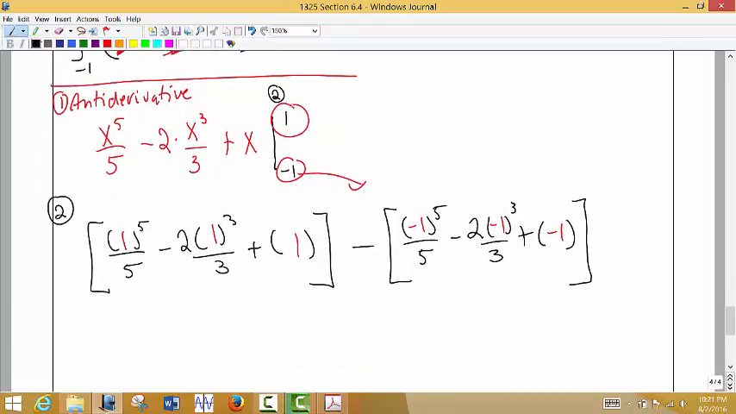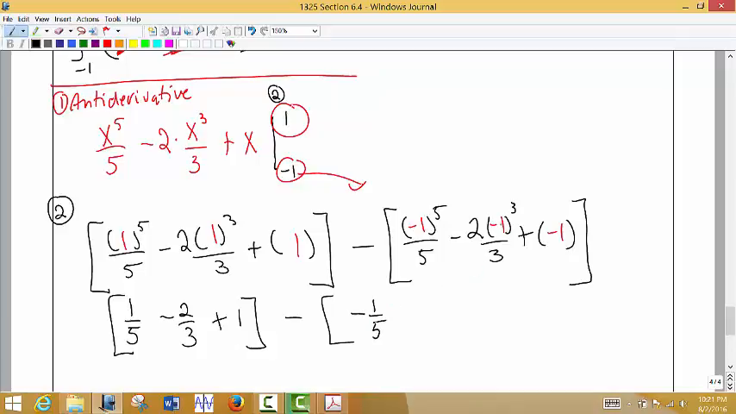Alright, so let's simplify. This should turn out to be pretty nice because of the 1s. 1 to the fifth is just 1, so that's 1 over 5. 1 cubed is just 1, so we get minus 2/3 plus 1. Minus, so here we get negative 1 to the fifth power. Well, that's an odd number of negatives, so that turns out to be negative 1/5. Negative 1 to the power of 3 is negative 1, so negative 1 times negative 2 gives positive 2 over 3. And then we have minus 1.